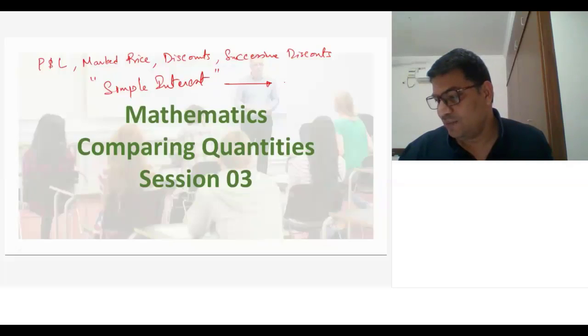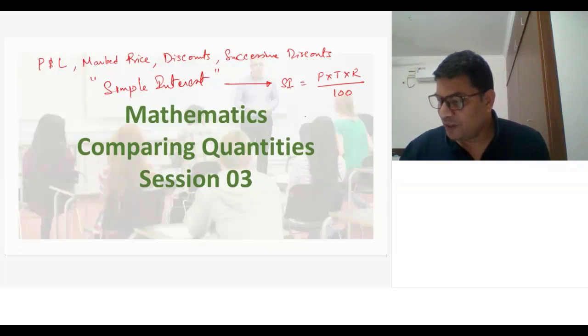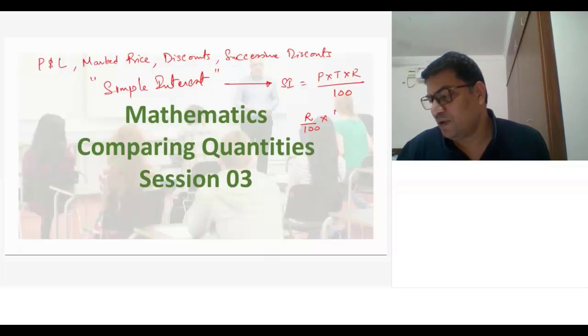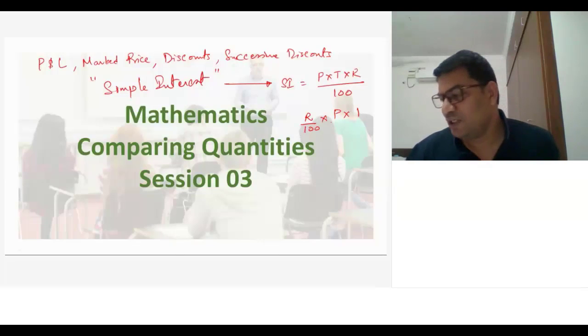So we calculated simple interest as PTR by 100, or PNR by 100, right? P into T into R by 100. We understood how that came in. If there is R%, R% is nothing but R by 100 times of the principal money that we need to get. If it's for 1 year, we multiply with 1, because we're getting R% of principal for 1 year.